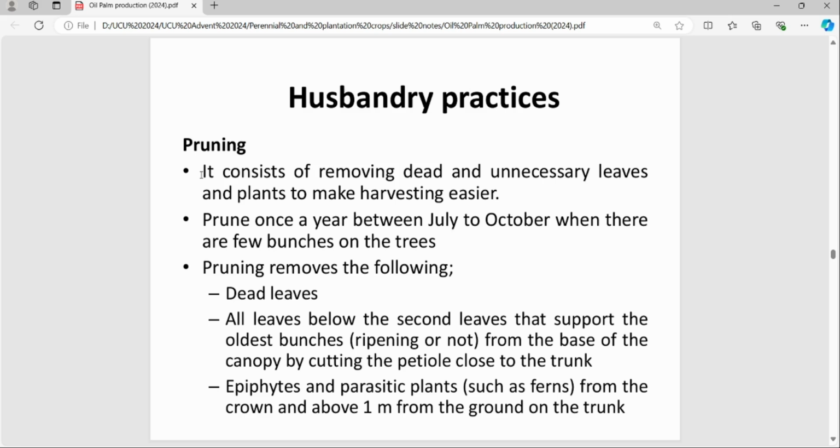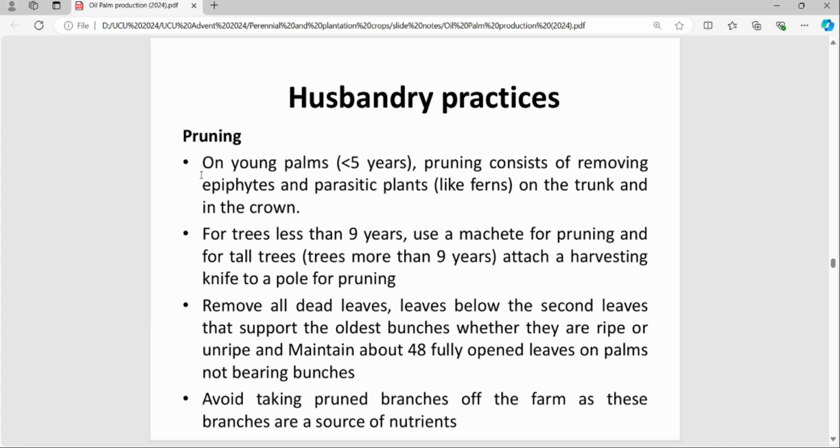Now we remove the dead leaves, like I mentioned. We also remove the epiphytes or parasitic plants, and we also remove all leaves that are below the second leaves that support the oldest bunch, so that by the time we are harvesting, we have fewer leaves that we have to cut. So it reduces the labor requirement during harvesting.